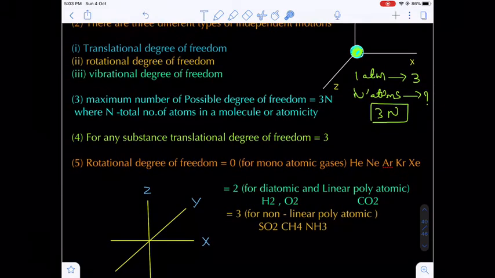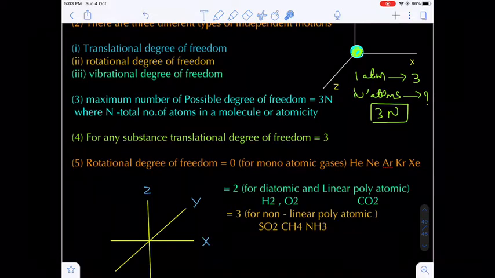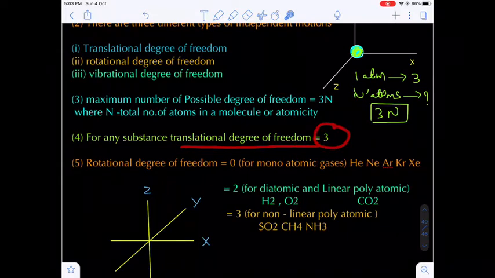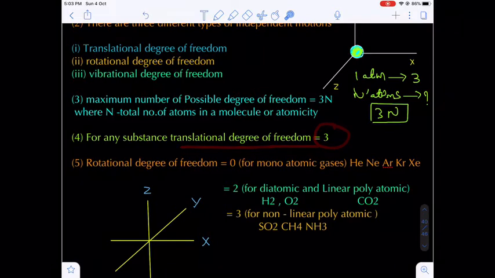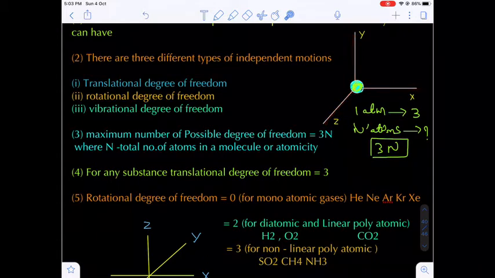Now, out of the three different types of degree of freedom, which are translational, rotational, and vibrational, nothing but oscillational. For any substance, translational degrees of freedom are only 3. That means whether it is monoatomic, diatomic or triatomic, it can move independently only along the x-axis, along the y-axis, along the z-axis. That means every substance, irrespective of the atomicity, has how many translational degrees of freedom? 3. It will be constant.